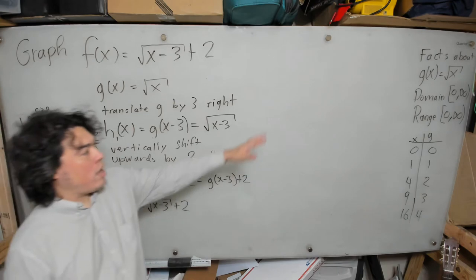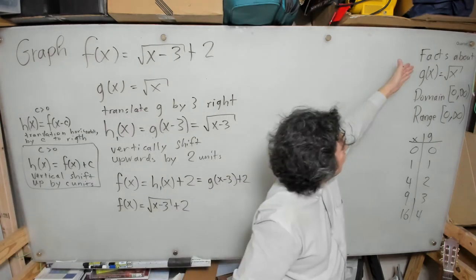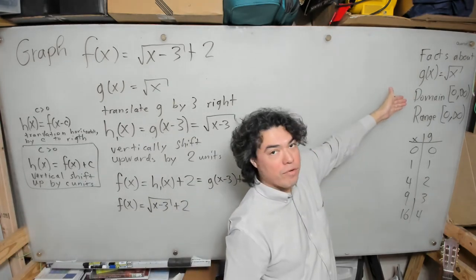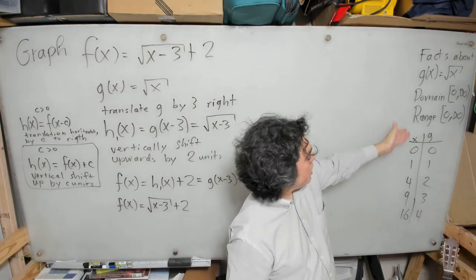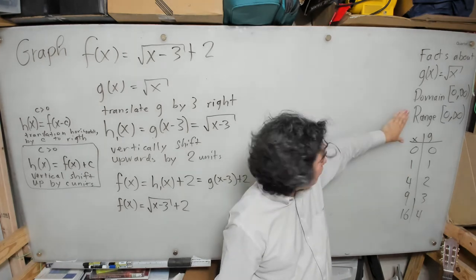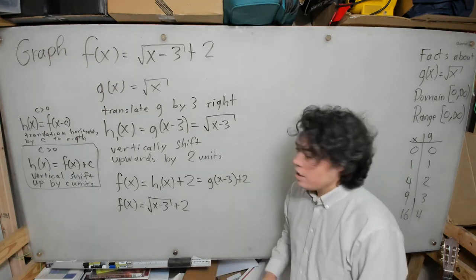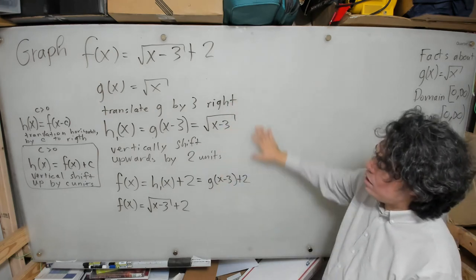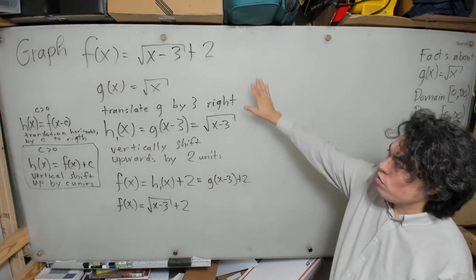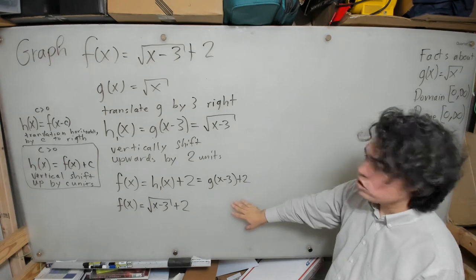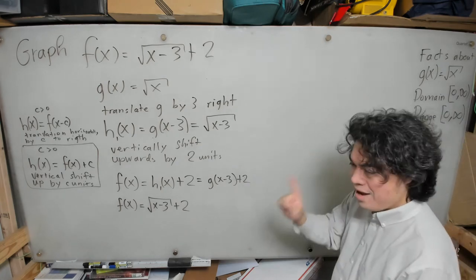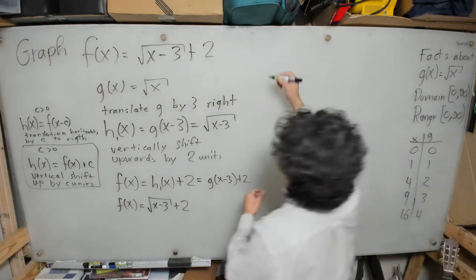So now I'm going to recall some facts about our square root function: the domain is from 0 to infinity, the range is 0 to infinity, and this is my table for my parent function. Now look at this. This is how I go from the parent to the function we were given. First, I'm going to find out about the domain.